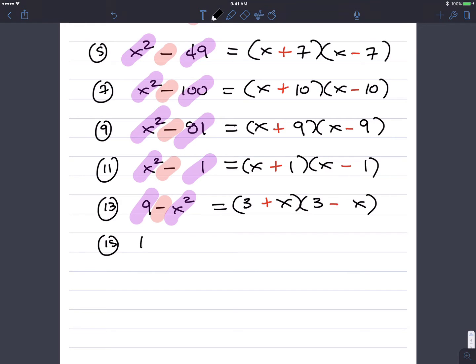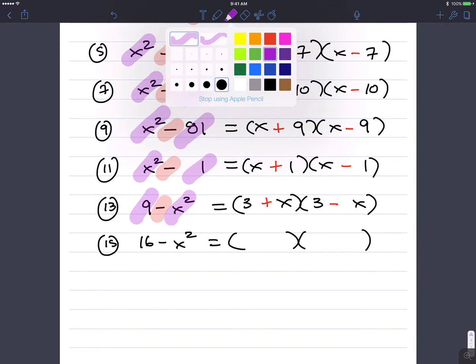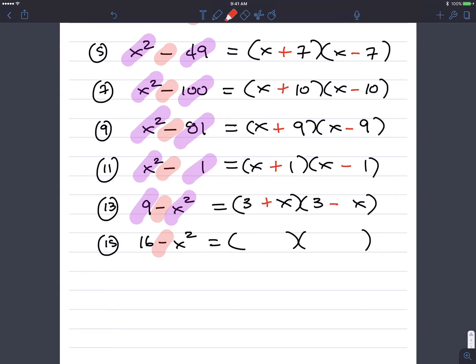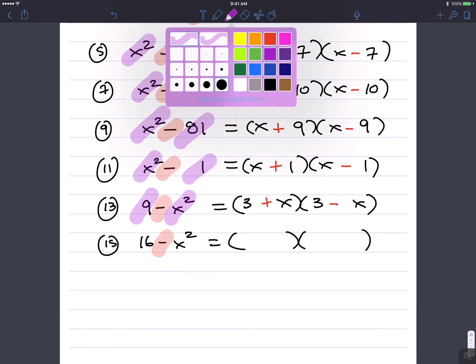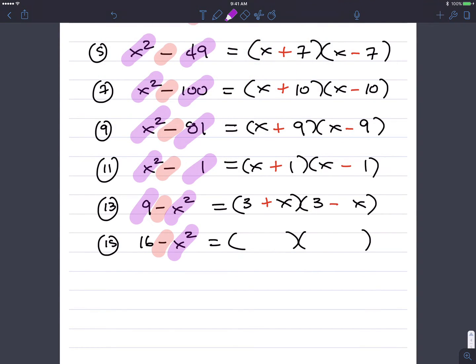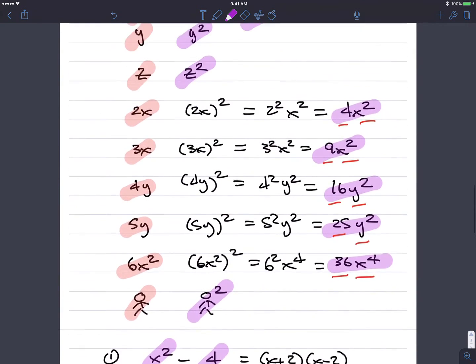All right, number 15 is 16 minus x squared. And I got my subtraction sign here. That's a difference, okay. And then we have x squared, which I know is a perfect square. Is 16 a perfect square? Well, let's check.